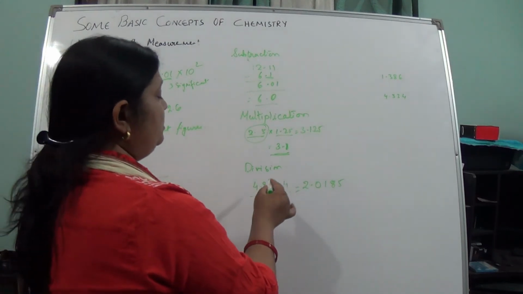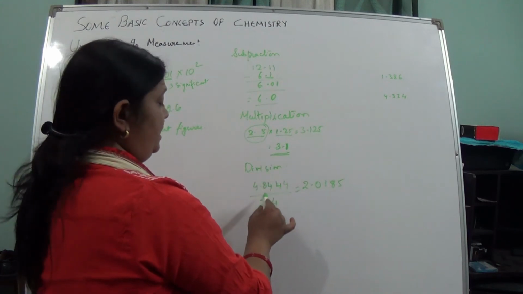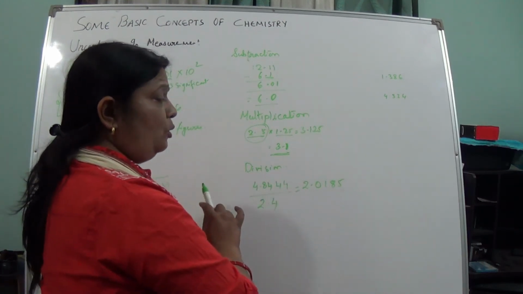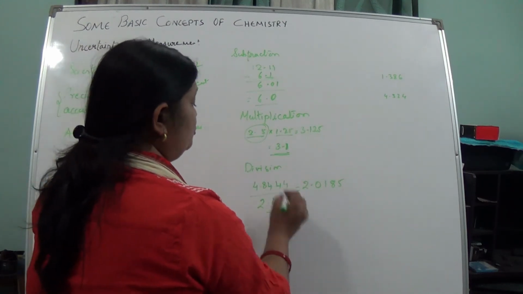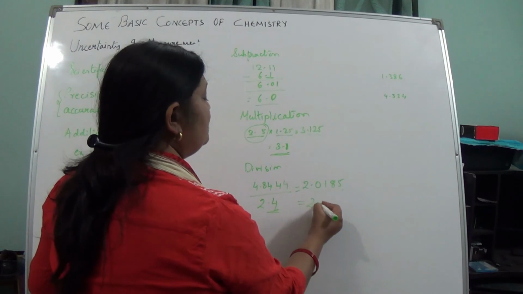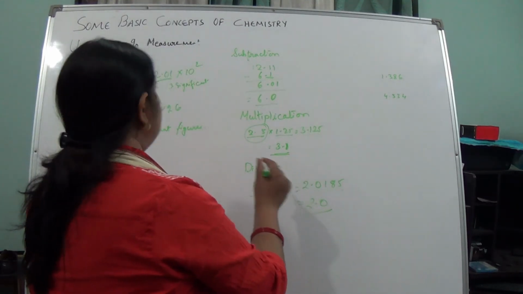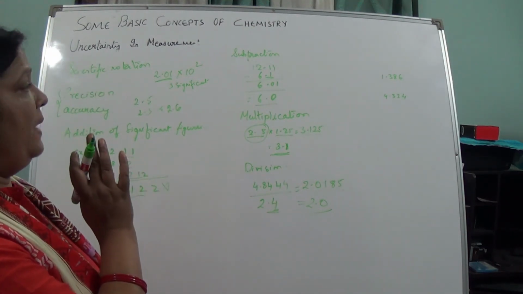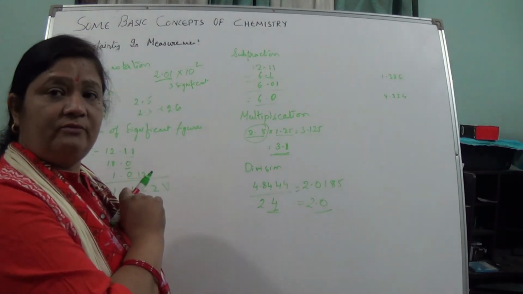Now division, likewise we will be doing division also. So in division what happens? 4.8444, a big figure is there, divided by 2.4, we are getting the result 2.0185, but will we write this answer? No, we also have to go to the least point only, so its answer becomes 2.0. Okay, so this is about the addition, subtraction, multiplication and division. Now how will we be rounding off the figures?